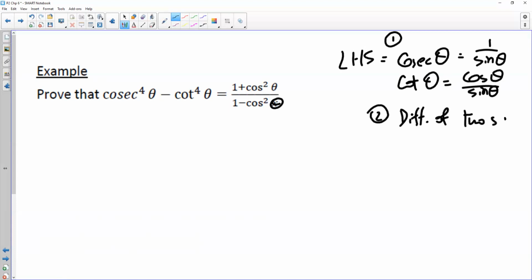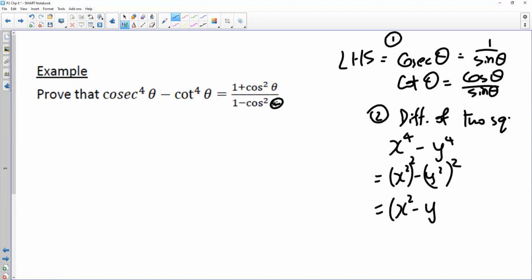Think about this: x to the power 4 minus y to the power 4 I can rewrite as x squared minus y squared, squared. No, rather, that's the same as x squared minus y squared times x squared plus y squared. So that's something we can start with on the left-hand side. What about on the right-hand side? Now on the right-hand side, what can we do?